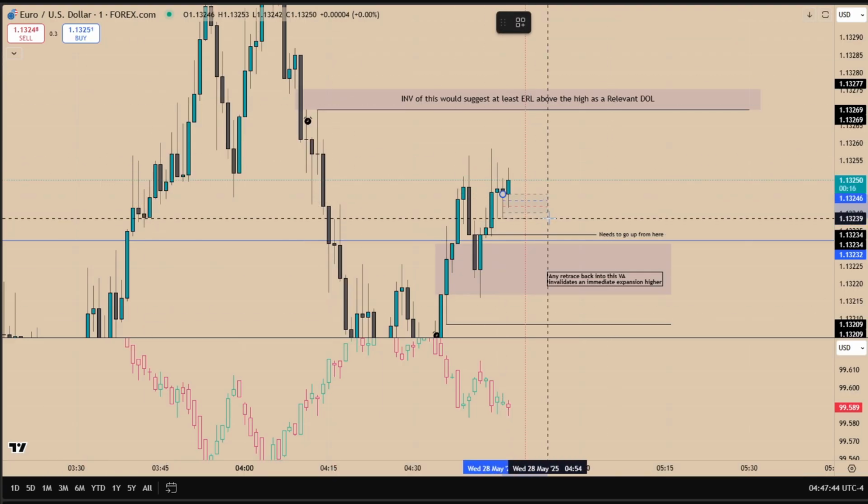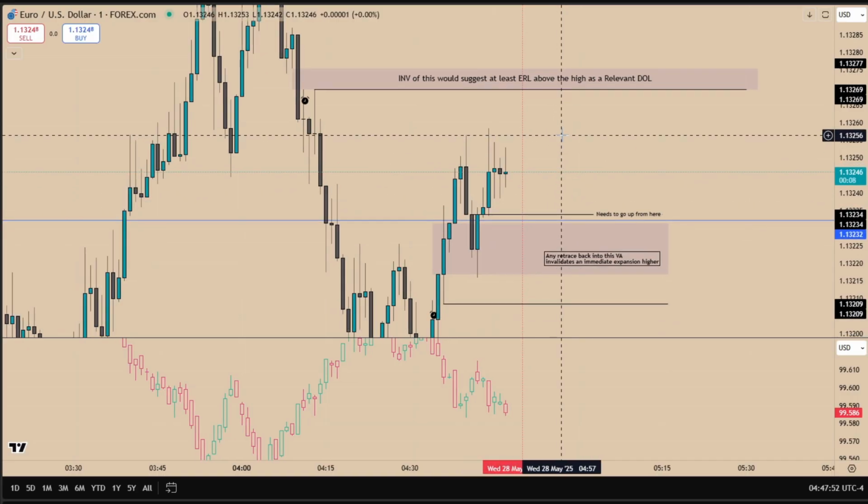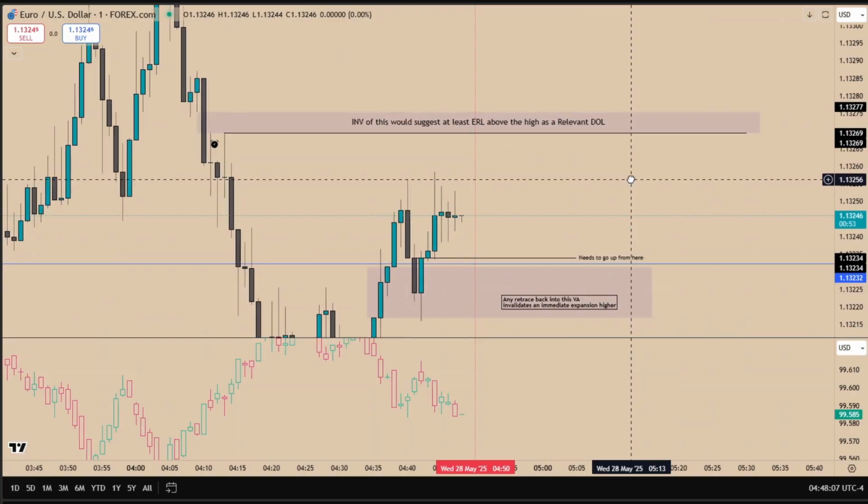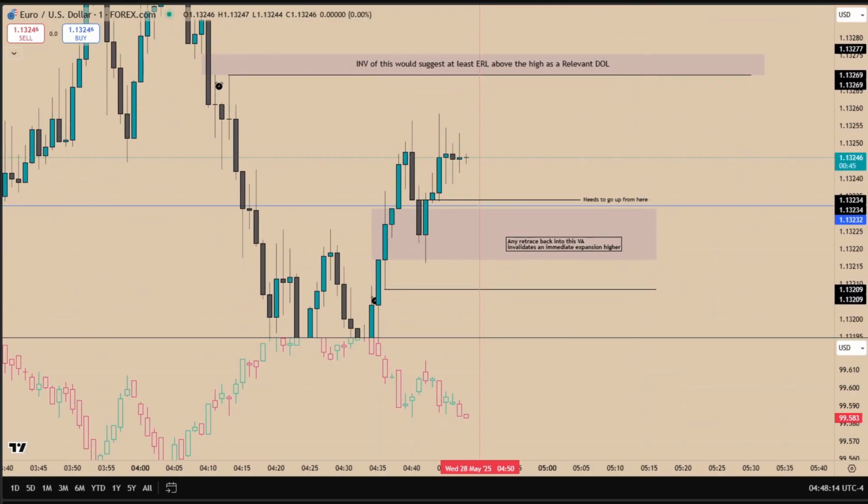I note there's obviously a fair value gap above price at the moment. The anticipation is that this will be reclaimed now going into the next few minutes, one or two minutes.